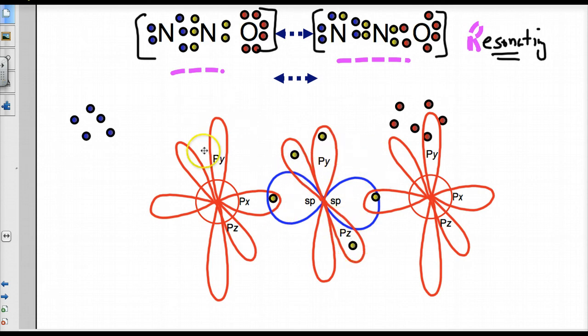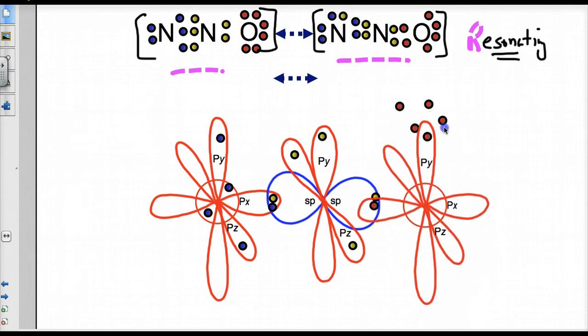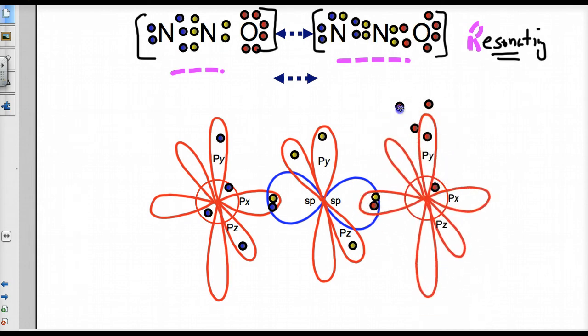All right. Now, the nitrogen also has 5. Here's 1, 2, 3, 4, and we'll do 5. Okay. And then we'll do the other oxygen. This one has 6. 1, 2 in the S. 1, 2, 3, 4, 5, 6. This one's filled. This one's not.